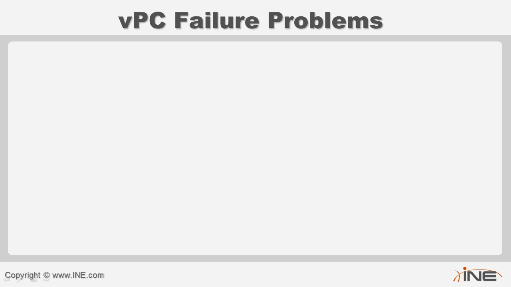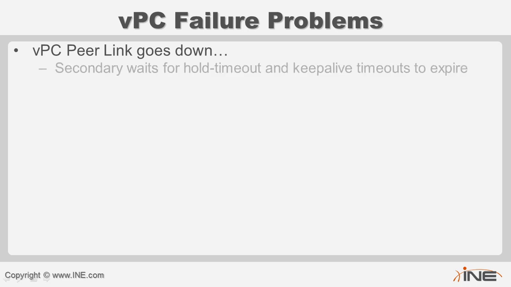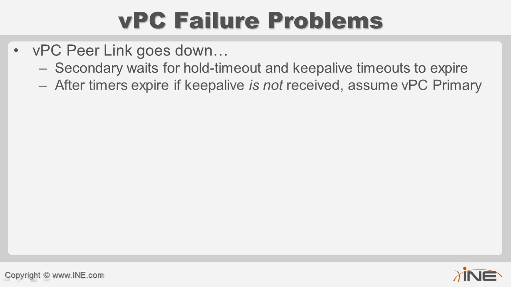Now, the normal case is that if the vPC peer link goes down, the secondary is going to wait for a certain type of timer to expire. So there's a hold timeout and a keep alive timeout that have to expire. Once this expires and it has not received a keep alive from the vPC primary, it is then going to assume the vPC primary role and continue to forward.